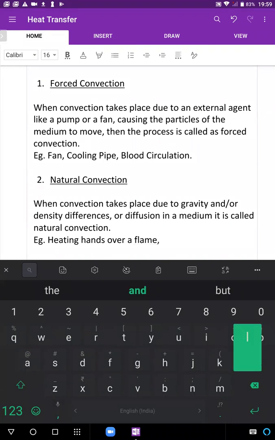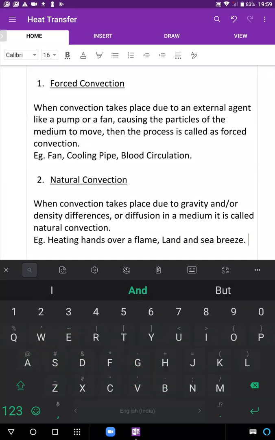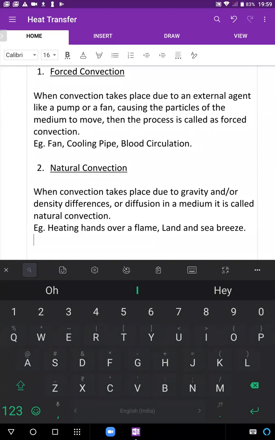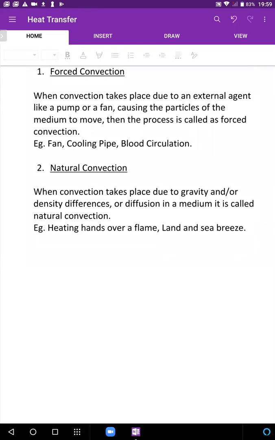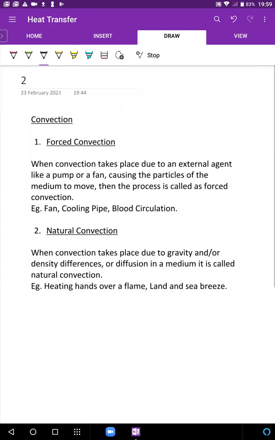In fact, there's land and sea breeze as well. So maybe I'll explain both these examples. There you go. See, what's going to happen is, if you heat your hands over a flame, for instance, let's say your flame over here, the tip of the flame is at some high temperature.